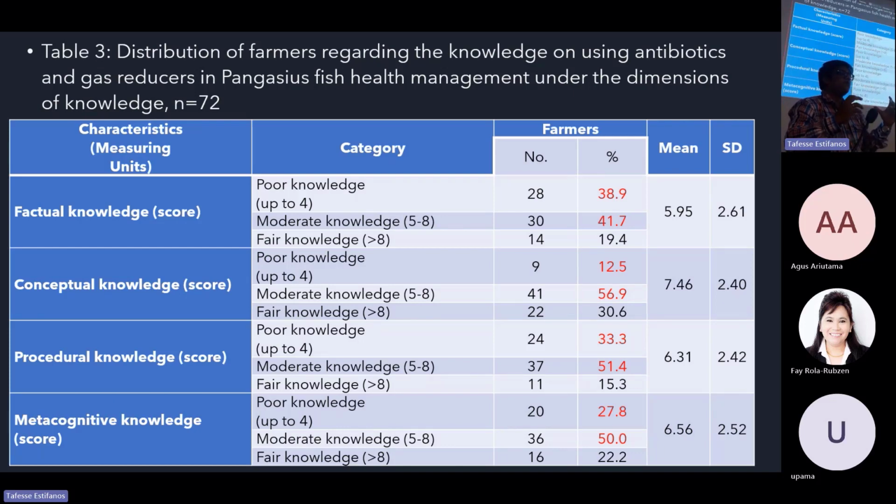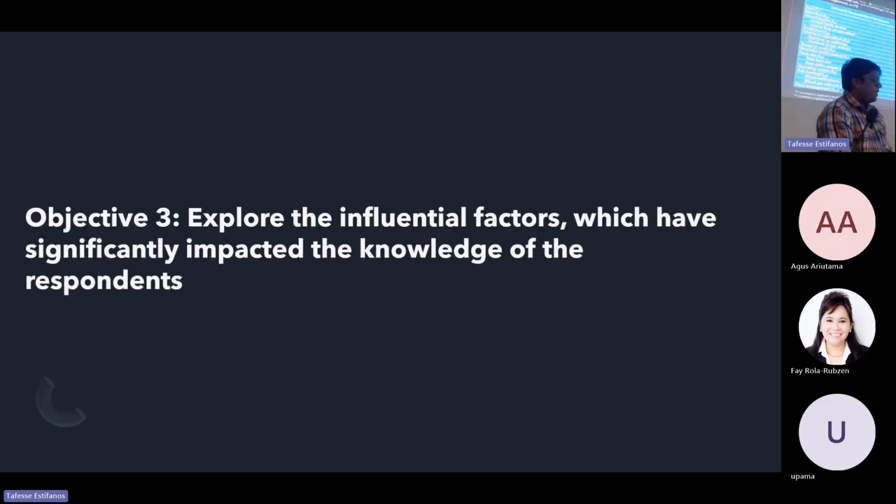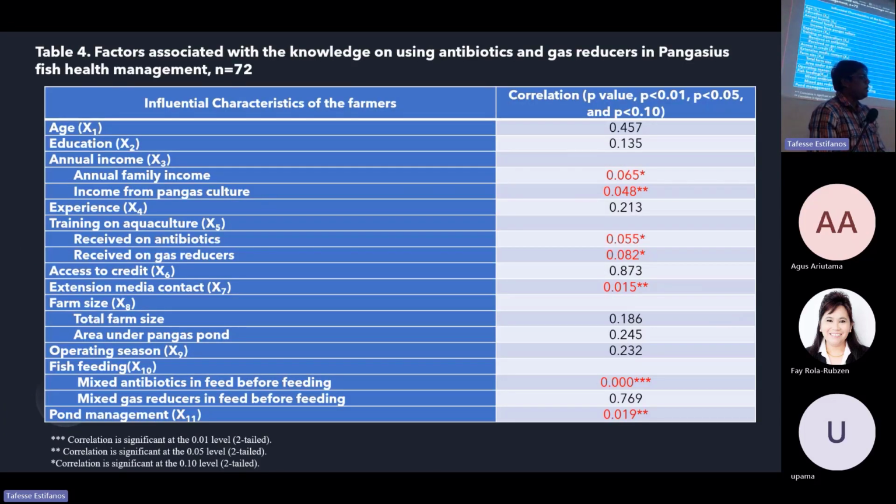But they got better concepts, like if I use this, then my fish farm will be fine. They have better procedural knowledge compared to factual knowledge because they use it regularly. And at the metacognitive level, they are a little bit fine, as they have been using it for a few years.